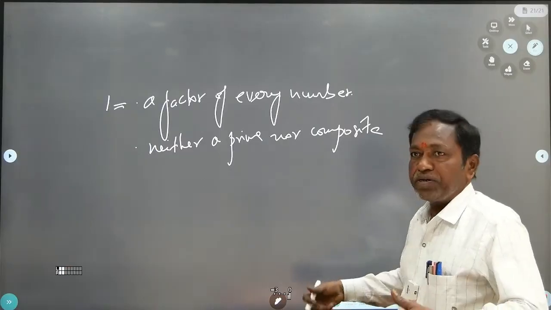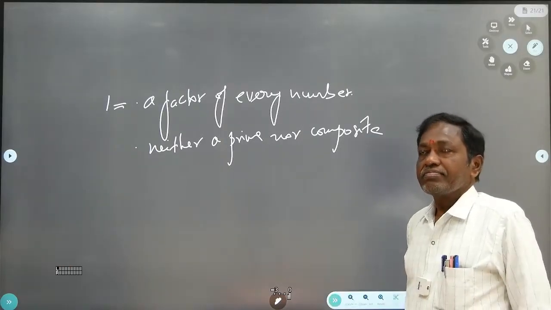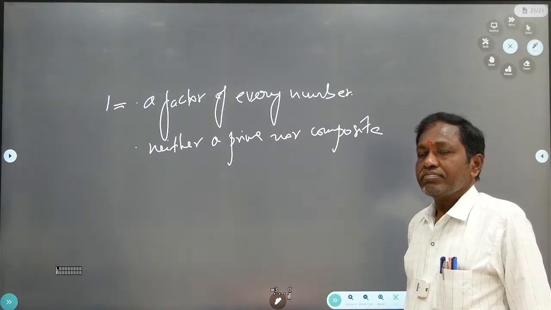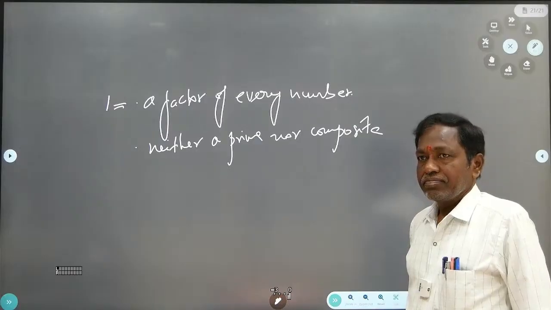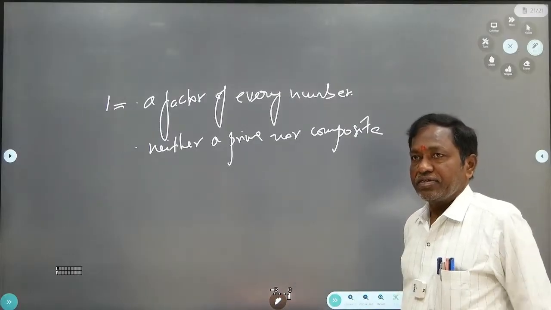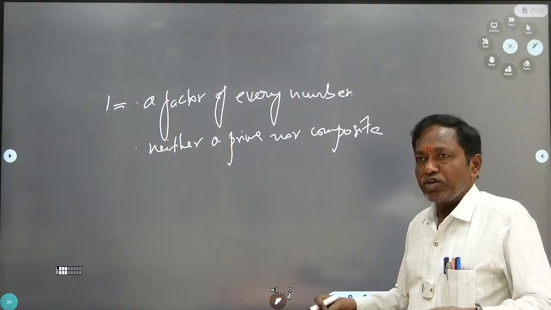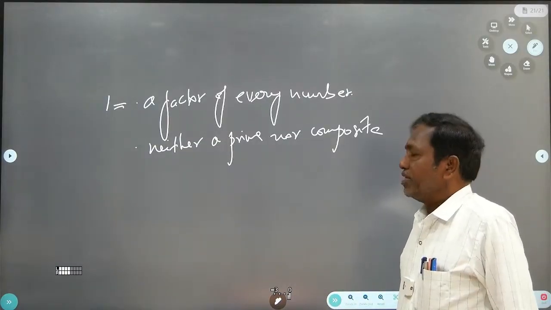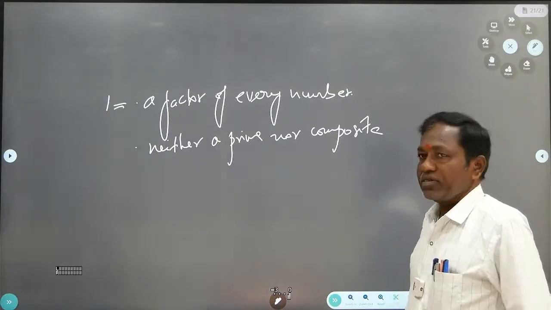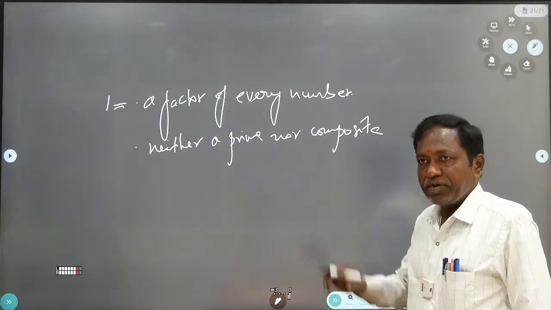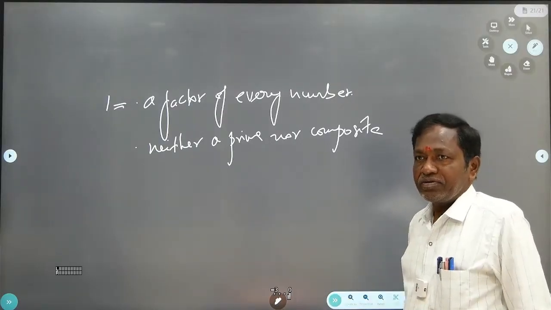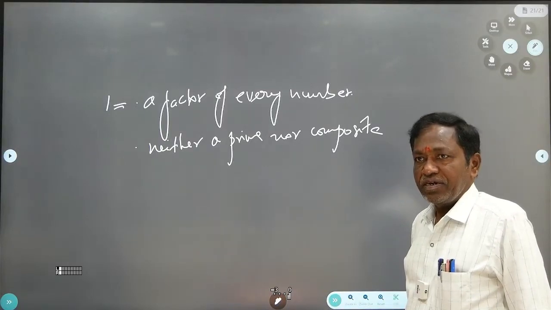Then what other properties can we write? We have to think, create and tell, because we already did a good number of classes. A factor of every number, neither a prime nor composite. Next, in the number system, every number belongs to prime or composite, except 1.